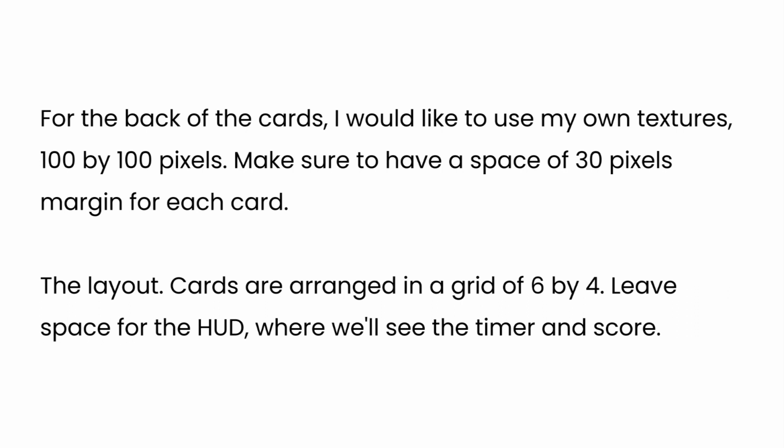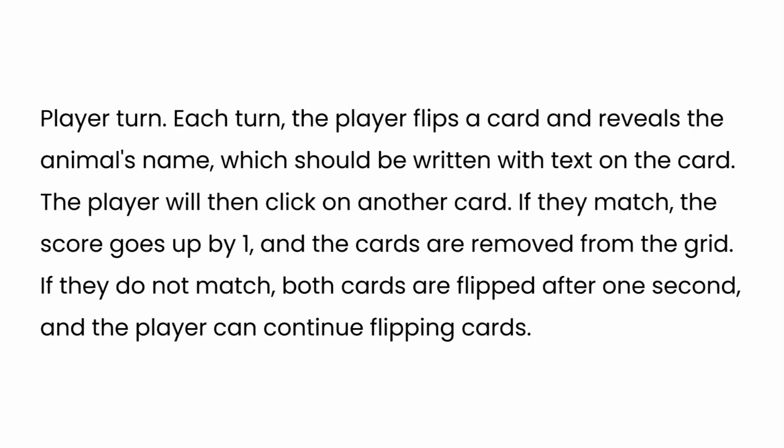The layout. Cards are arranged in a grid of 6 by 4. Leave space for the HUD, where we will see the timer and score. Player turn. Each turn, the player flips a card and reveals the animal's name, which should be written with text on the card. The player will then click on another card. If they match, the score goes up by 1 and the cards are removed from the grid. If they do not match, both cards are flipped after 1 second and the player can continue flipping cards.